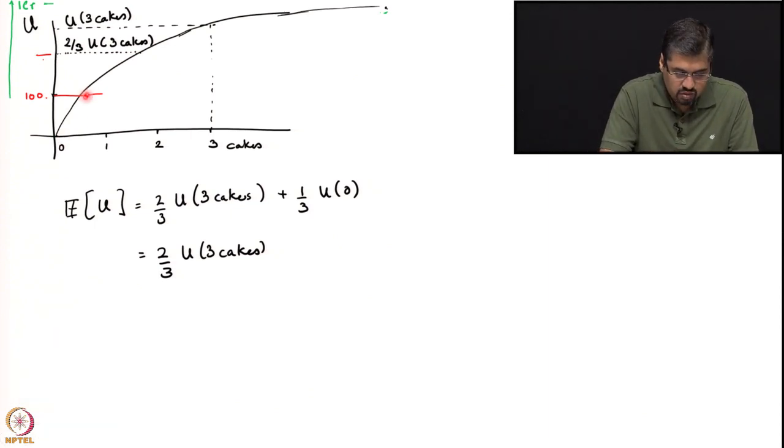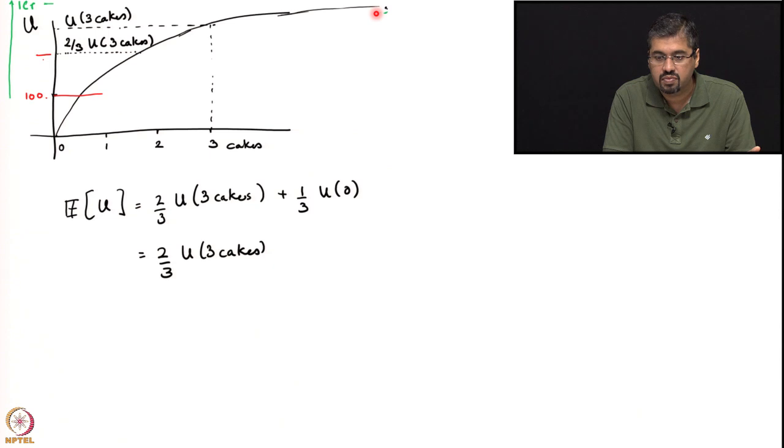This is a function that increases, but then eventually starts increasing at a slower and slower rate. That is because it is concave, that is u double dash is less than 0. So, because it starts increasing at a slower and slower rate, it effectively means that there will come a time when the stakes become so high that the utility does not increase proportionately.